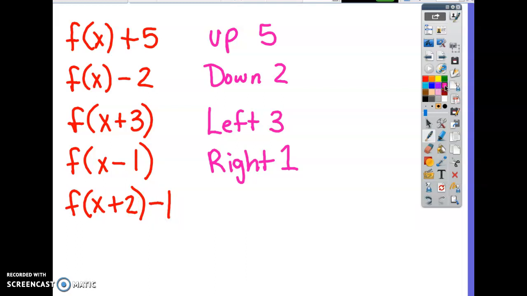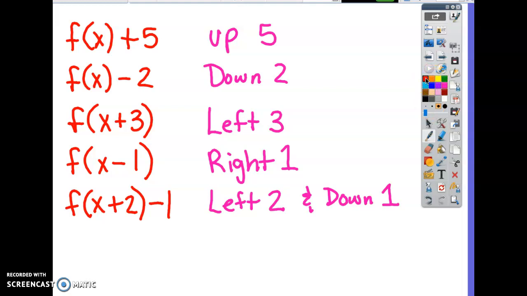Left and down. Left 2 because it's inside the parentheses. Write that down. Left 2. And outside the parentheses it says minus 1, so that means down 1. And down 1. Okay? Let's do one more.